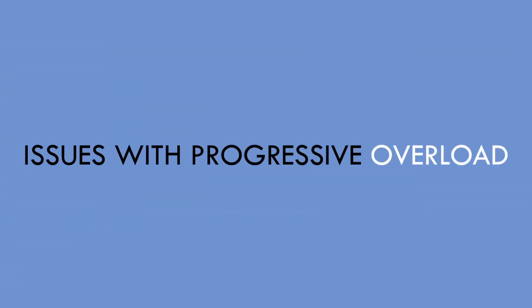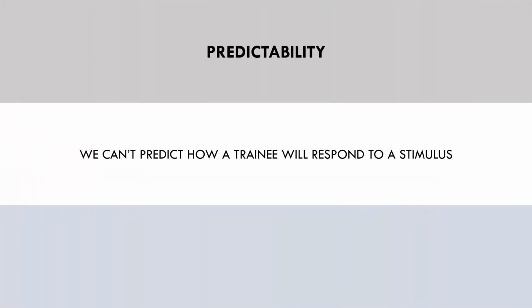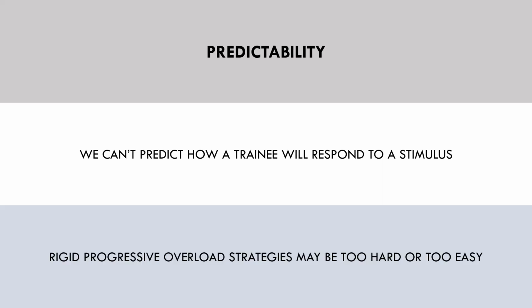First is that we can never predict how a trainee will adapt to a given stimulus over time. This means that if we prescribe a strict progression of reps, sets, or load, it may be too hard or too easy for the trainee. For example, let's say a trainee performs 3 sets of 10 on a dumbbell bench press with 25 kilos, which was absolutely maximal effort. If the program then says they have to perform 3 sets of 11 the next week, they probably won't be able to do it.